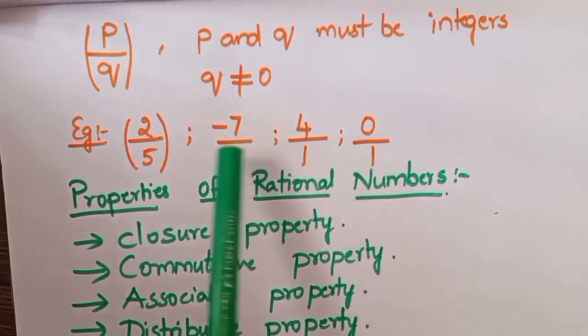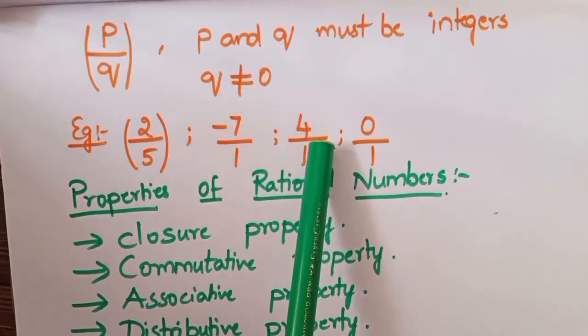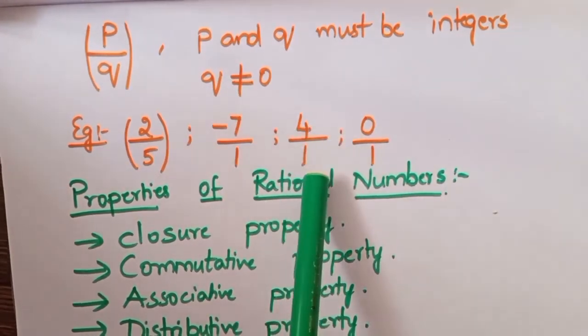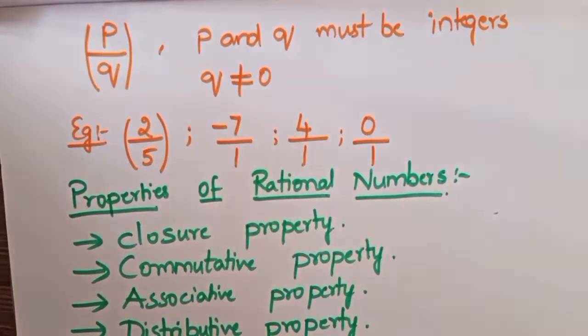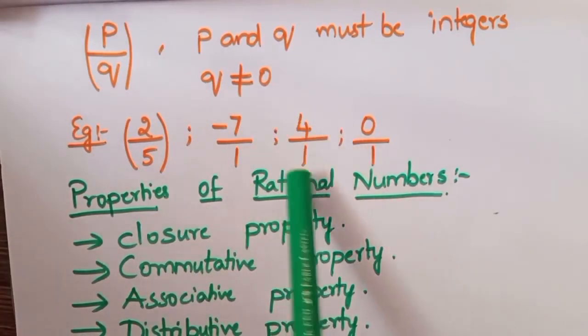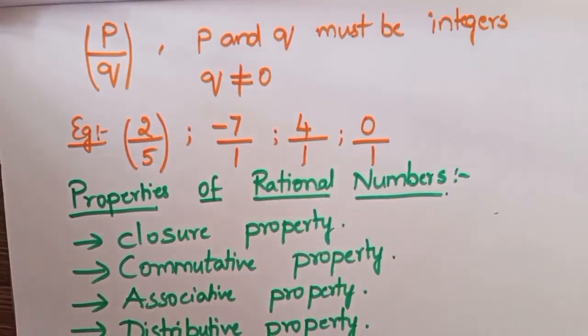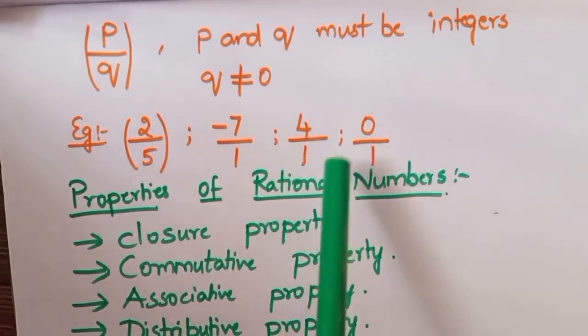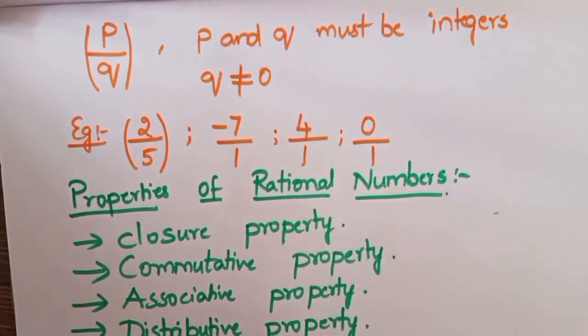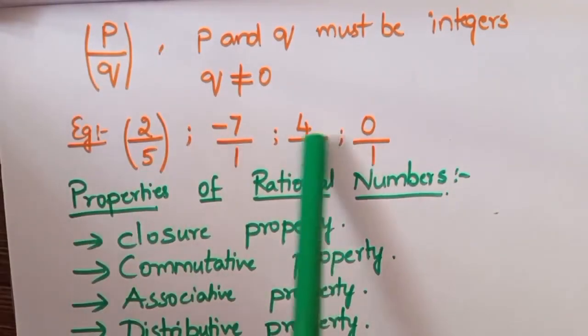Then comes 4. 4 also can be written as 4 by 1. So it's a rational number. So all the negative numbers are rational numbers. All the positive numbers are also rational numbers because we can always write them as 4 by 1, 2 by 1, 8 by 1, like that. Any positive number can be written in the form of P by Q by using the denominator as 1.